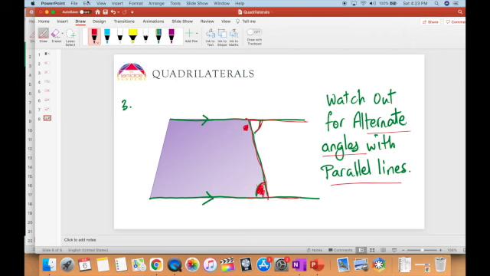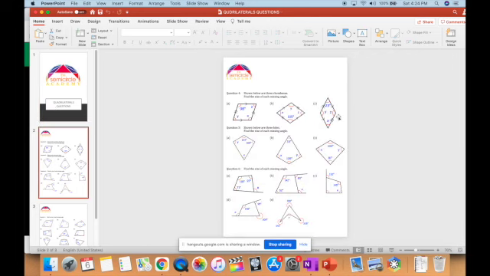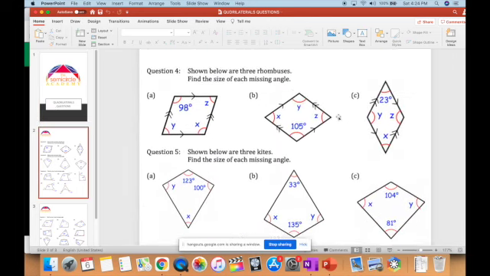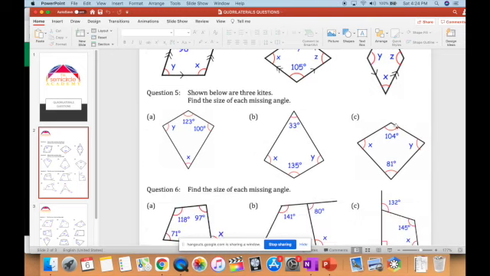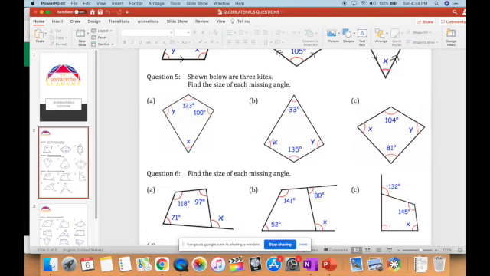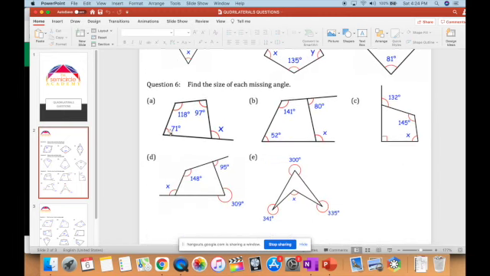So when it comes to the questions now, I just have some real simple quadrilateral questions here. You can see this first one is super simple. Shown below are three rhombuses. Find the size of each of the missing angles. Simple thing. We have some kites here. Find the size of the missing angles in the kites. We have here just random quadrilaterals, and you have to find the size of each one of the missing angles.